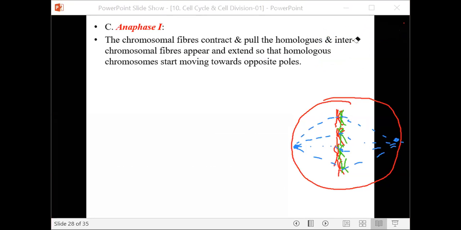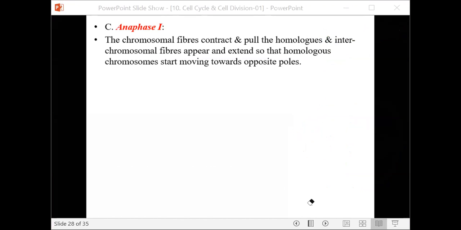Now, if you remember when we discussed that mitosis, okay? Devangi ma'am, you want a break? Can I explain anaphase and telophase, then give a break? Is it all right with you guys? Yeah? Okay. Thank you so much. Thank you for obliging.